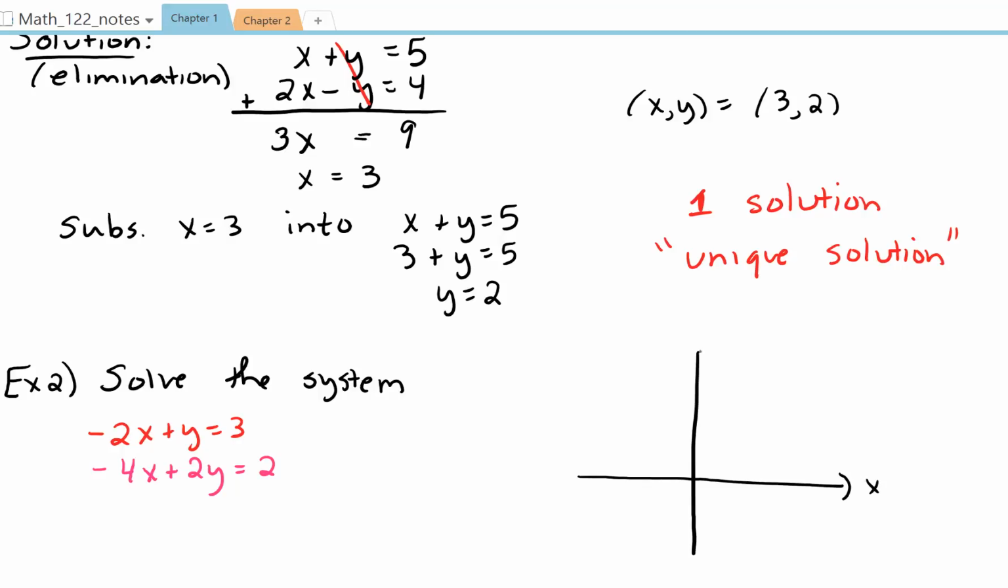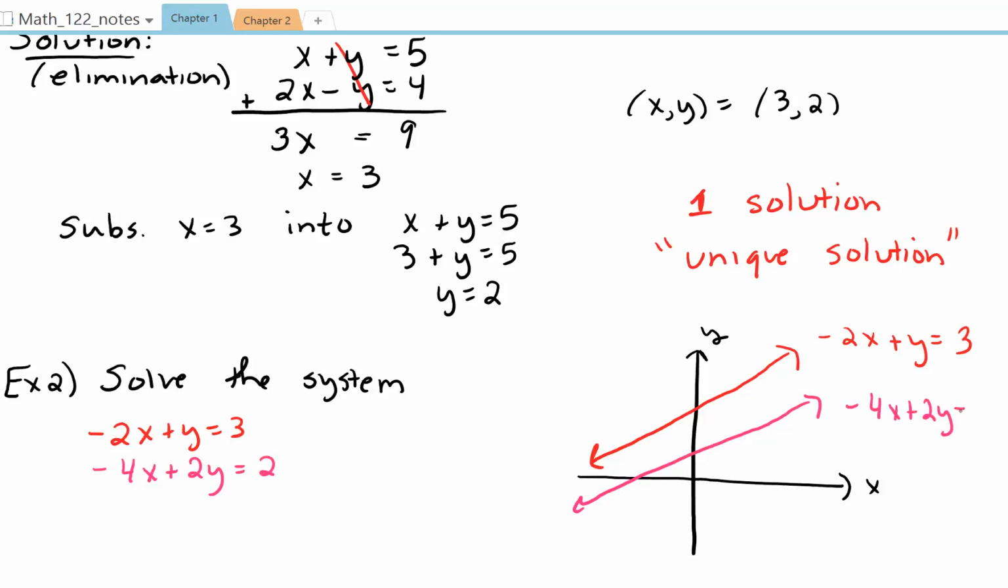So if we plot these up in our xy coordinate system, we get two equations, and the first one here, let's put that in red, is negative 2x plus y equals 3. So that looks like the following. So let's label that negative 2x plus y equals 3. And our other curve here, negative 4x plus 2y equals 3, that's a little bit lower crossing on the y-axis. And again, you could put these in y equals mx plus b form. But the point is here, we've got two parallel lines.